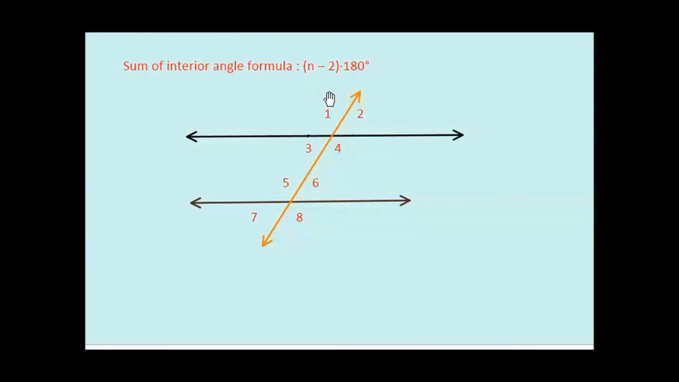Alternate exterior angles are the ones on the outer edges. So 1 and 8 would be alternate exterior angles, and 2 and 7 would be alternate exterior angles. These angles are congruent, so angle 1 and angle 8 would be the same.